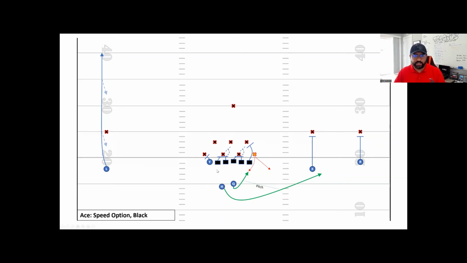All ace changes really is that this left tackle now has a double with the left guard. And that's really all it changes. And then the Y has the backside defensive end. So that is speed option to the right. Let's talk about speed option left.